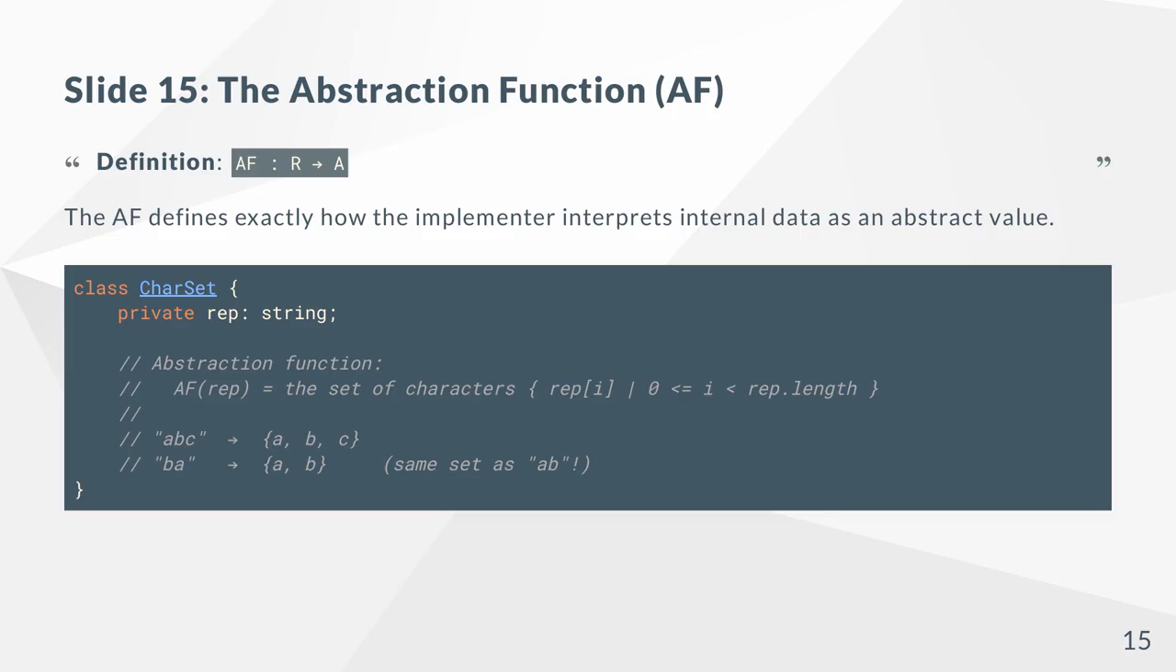The abstraction function, written AF, maps from the rep space R to the abstract space A. It defines exactly how the implementer interprets internal data as an abstract value. For CharSet with a string rep, AF of rep equals the set of characters at each position. So the string ABC maps to the set containing A, B, and C, and BA maps to the same set as AB because sets are unordered. The AF must be documented as a comment next to the private fields, not in the public type doc.